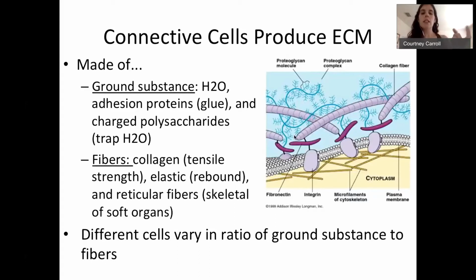So cells in the connective tissue produce ECM, which is again ground substance, and then fibers. And the fibers are going to be of three types. They're either going to be collagen, which give it strength, elastin, which makes it rebound or flexible, or reticular fibers, which are more like soft and cushiony. They're kind of lacy fibers. And different types of connective tissue are going to have a different ratio of cells to ECM, as well as a different ratio of ground substance to fibers. More fibers and less ground substance means more rigidity, and more ground substance is going to be more liquid-like.